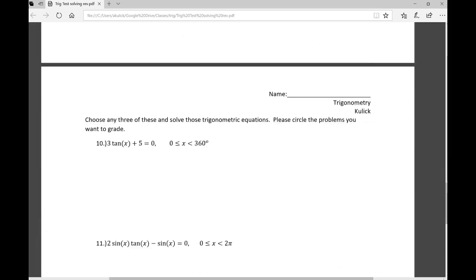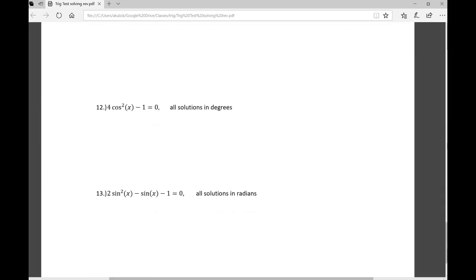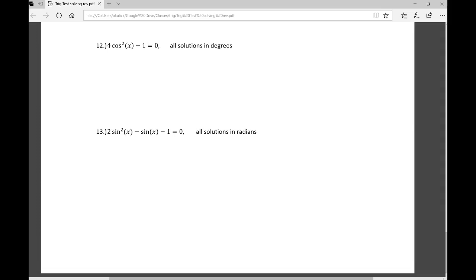So the test would be a similar format, similar number of questions. I would give you the identity sheets as well as a unit circle. So not much to memorize, right? The plan is Tuesday after Thanksgiving.